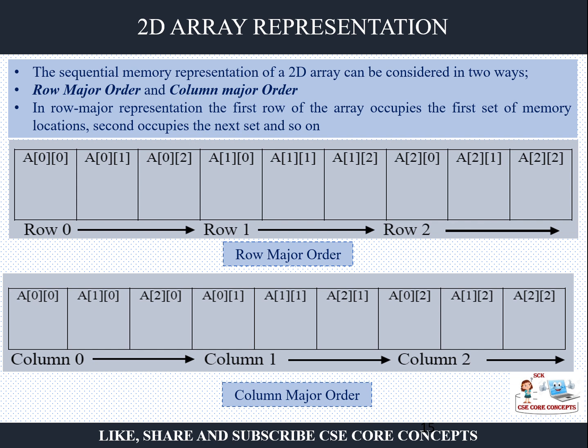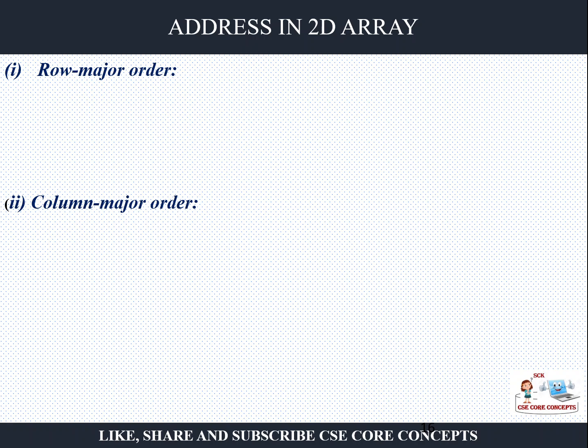Or you can go by a column major order. That is, first you store all the elements of column 0, then you store all the elements of column 1. So A00 means 0th row, 0th column. A10 means first row and the 0th column. So we are focusing only on the 0th column, right? This way, either you can go by row order or you can go by column order.